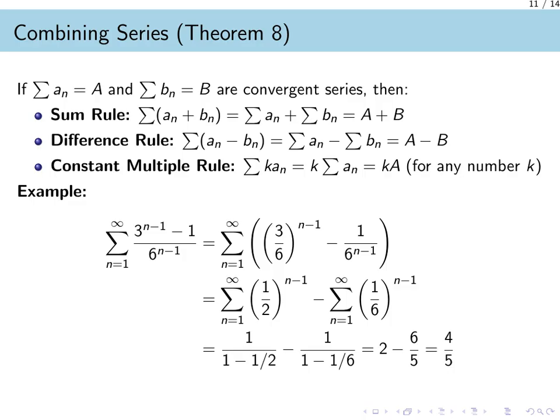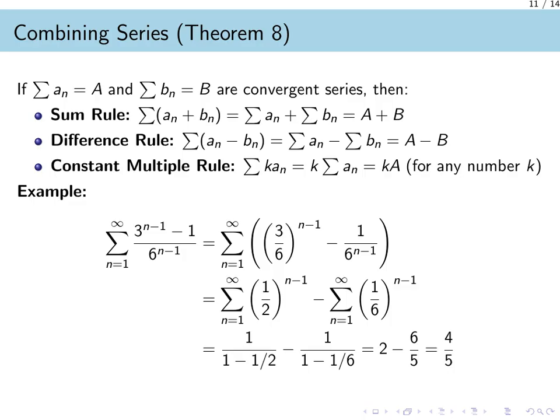Let us apply this to the example on the slide. The initial series looks complicated, but we can algebraically split the fraction inside the summation into two parts. This transforms our one complicated series into the difference of two much simpler ones. Using the difference rule, we can now handle each one separately. Both of the resulting series are geometric series, which we know how to sum.